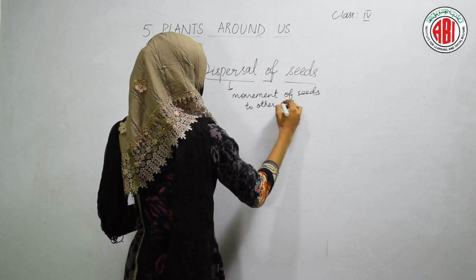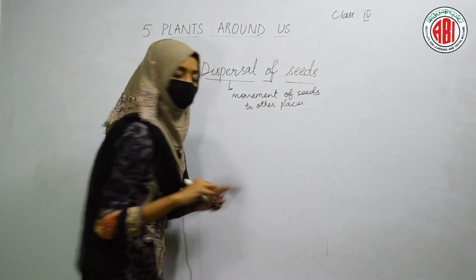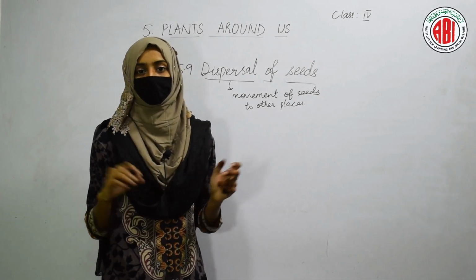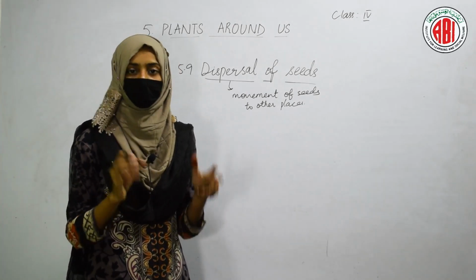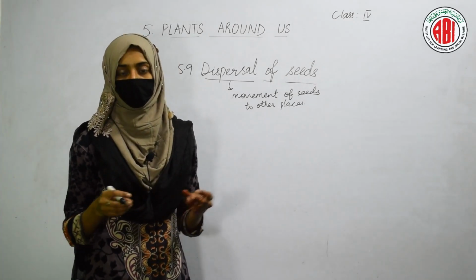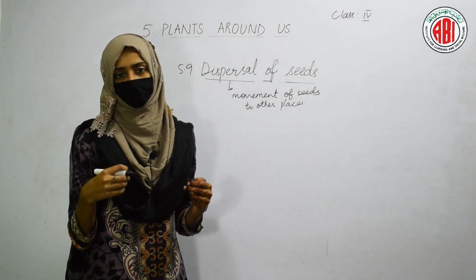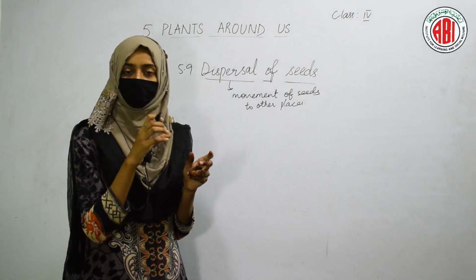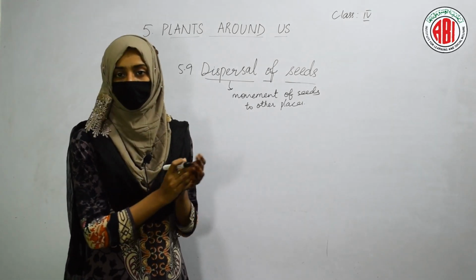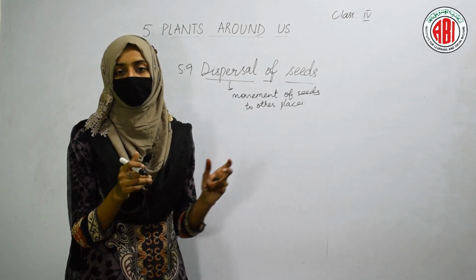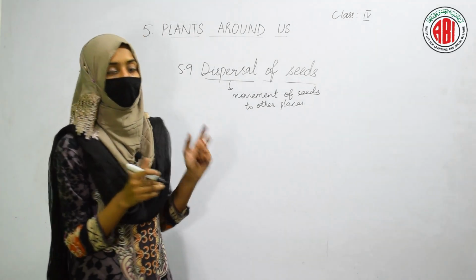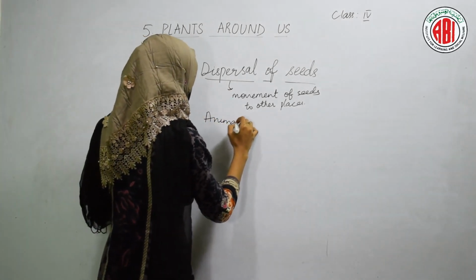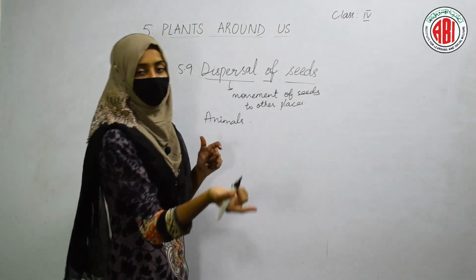How does it happen? Let us see. You might have seen that some animals have hairs on their skin. Sometimes the seeds get stuck onto the hairs of the animals, and when the animals start moving, the seeds which are stuck to the hairs can also move from that place. In this way, the animals act as agents in the dispersal of seeds. So the first thing is, through animals, the seeds can move from one place to another.